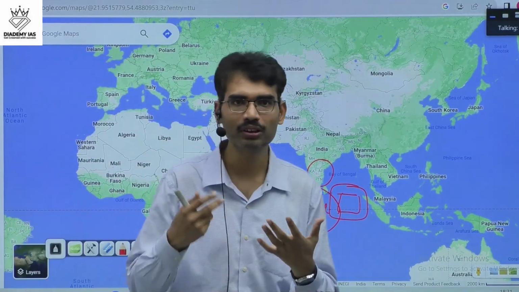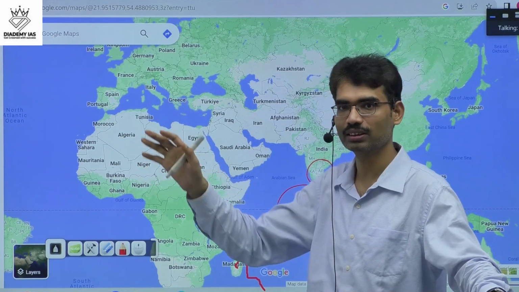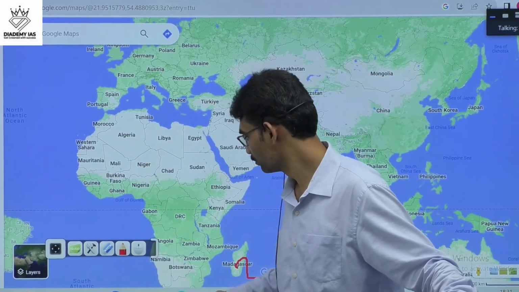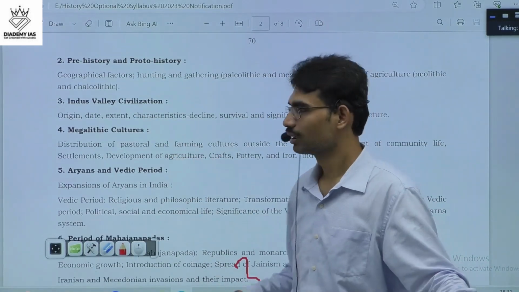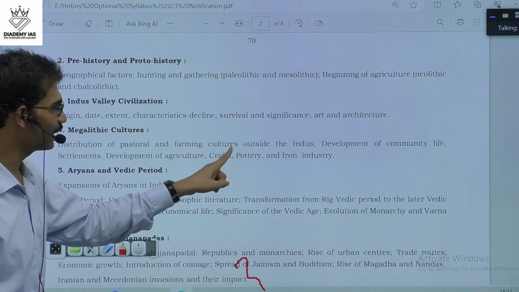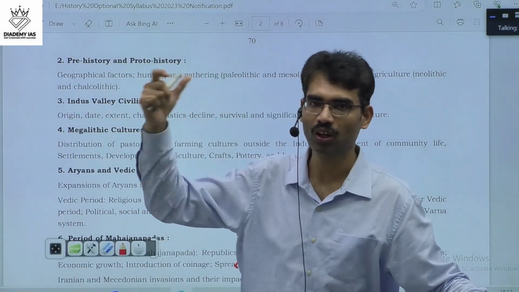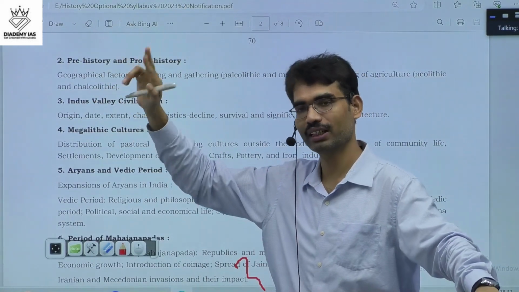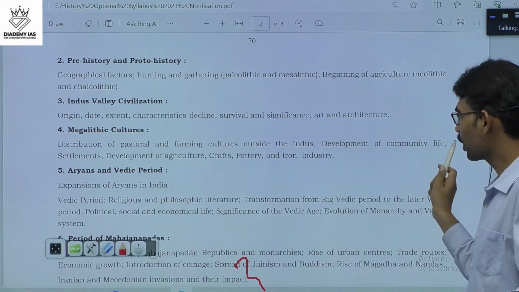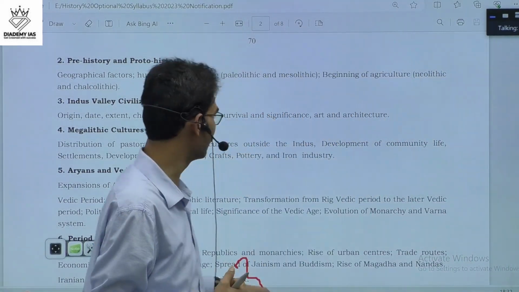Again, to know about these people, what do we have to study? Again, their extent, their geographic location. Now let us see the syllabus. Now you see this. Distribution of pastoral and farming cultures outside the Indus. Outside Indus means outside that geographic location, in the rest of India. Outside Indus, development of community life. Community life means the society of megalithic people.